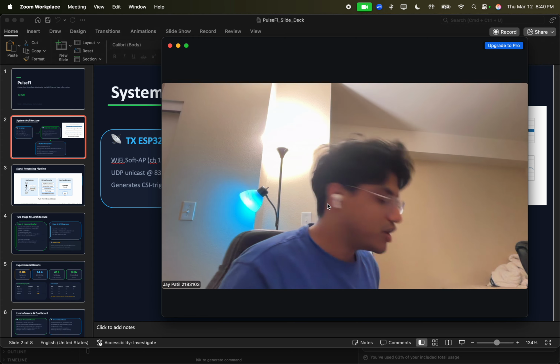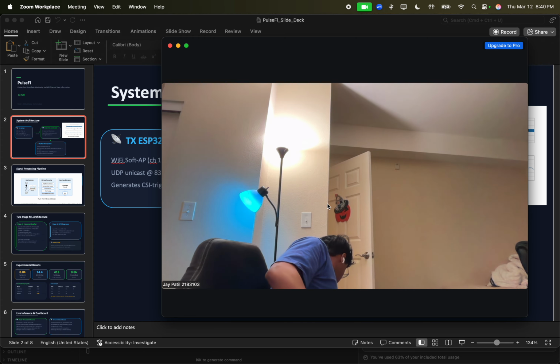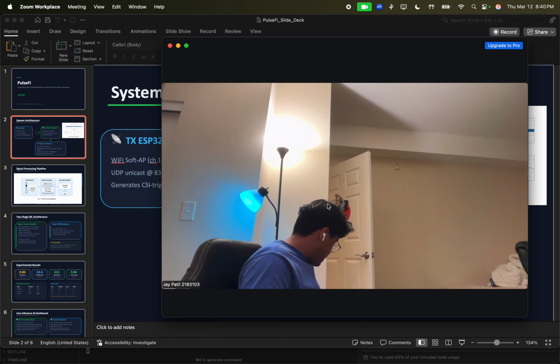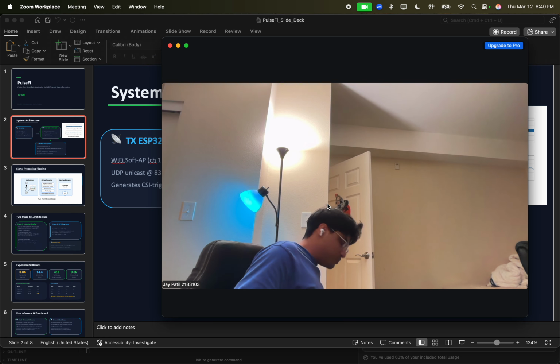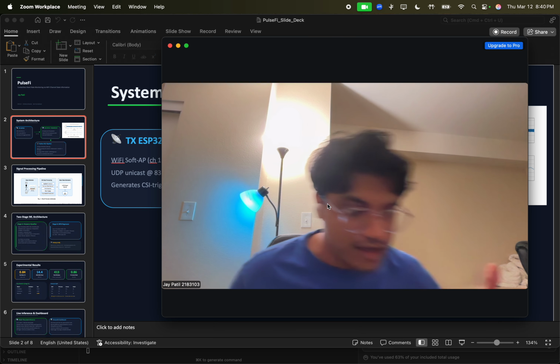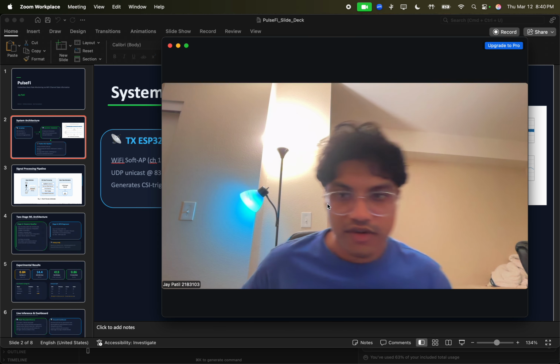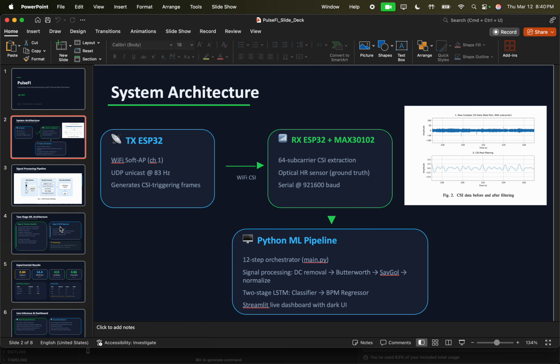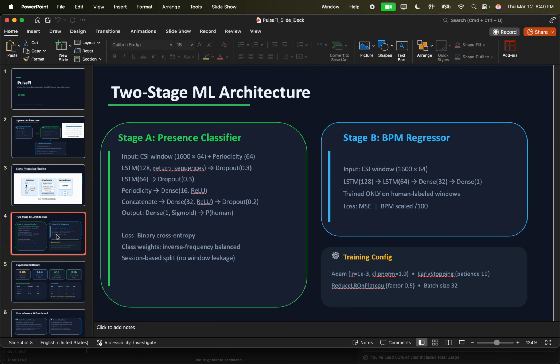This is the receiver module. Behind me I also have the transmitter module. This is placed at a distance of around 1 to 2 meters. Right now I've only trained the LSTM for a distance of above 1 meter, so that's what we're working with. Let's get back to the presentation.